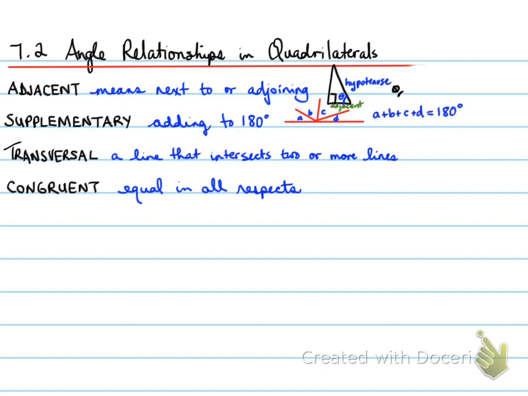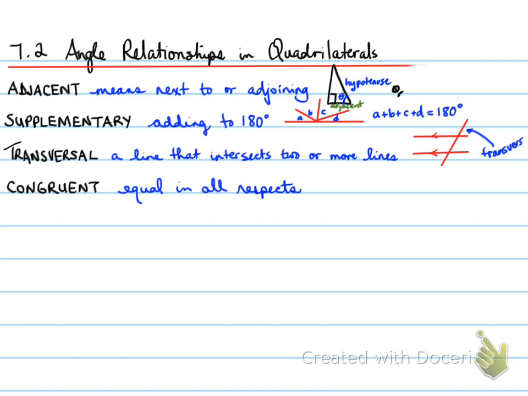What does transversal mean? Well, transversal means you have two random lines. They don't necessarily have to be parallel, but in the case we're going to be looking at today, they will more likely be parallel. Okay? We have two lines and a line intersecting those two lines. So this line right here is known as the transversal.